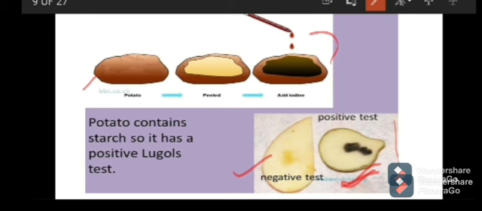So, if you want to know whether your food sample contains carbohydrates or not, we have to use iodine solution. On adding the iodine solution to the food sample, if the color changes into dark blue black, then we can say our food sample contains carbohydrates. If it does not change into any color, then our food sample does not contain carbohydrates.